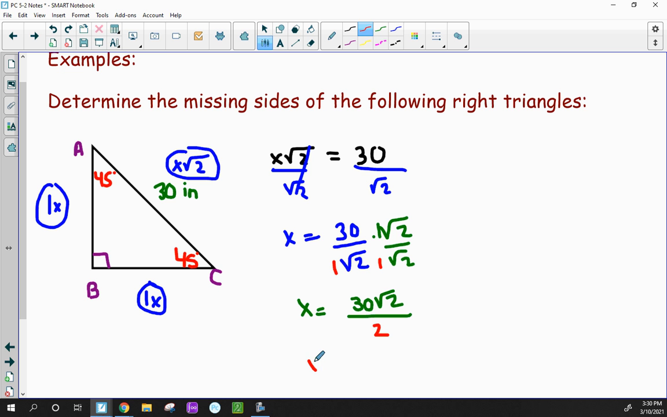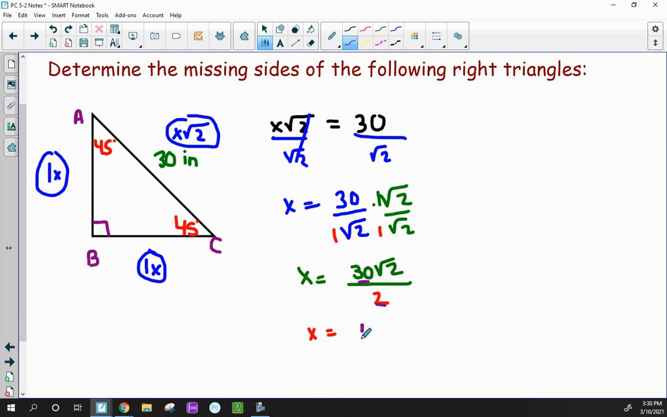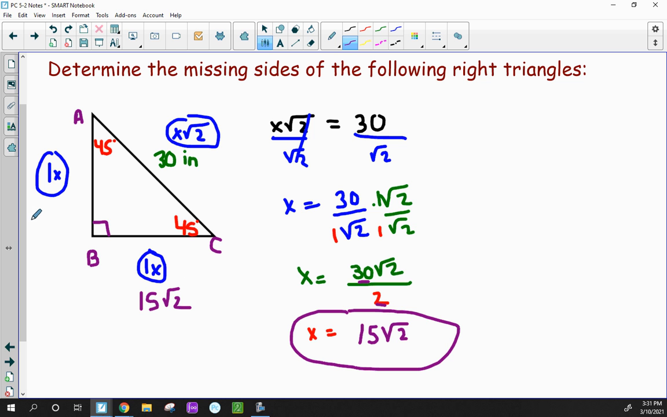And then next, you're going to check your fraction. You're going to see, do these numbers reduce? I've got 30 divided by 2, which is just 15. So I want to go ahead and simplify that, and then don't forget to drop your radical down. So this is the answer for x. This side is 15 square root of 2 inches long, and so is this one.